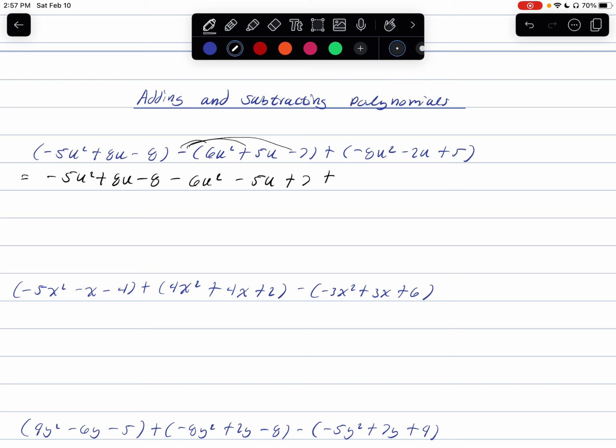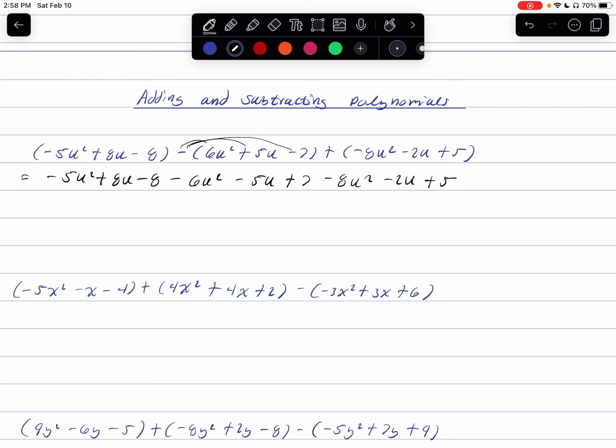And then since we're adding this polynomial, we can just go ahead and get rid of the parentheses, but we're adding a negative number here, so this becomes minus 8u squared. Then we have minus 2u plus 5. Okay, so now that we've rewritten this without any parentheses, let's go ahead and start combining like terms.